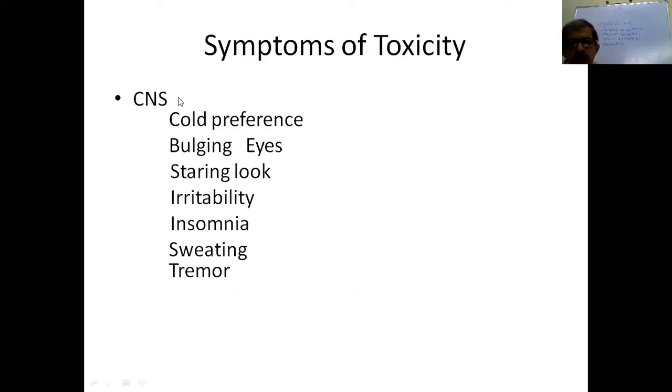The most prominent symptom of toxicity is preference to cold. That is very, very important. Of course, in our weather today, though we are all euthyroid, we prefer to sit in a cold room, isn't it? But that doesn't mean that we are all toxic. Generally, though, the patient will be preferring cold weather. That is the important symptom of toxicity.